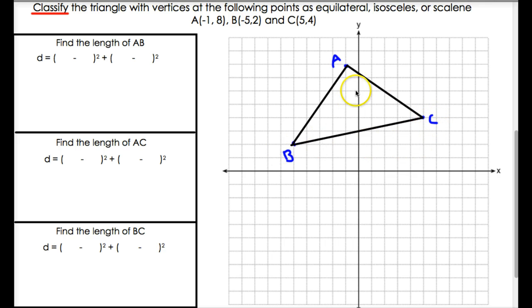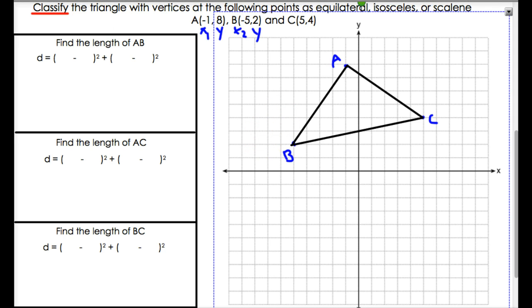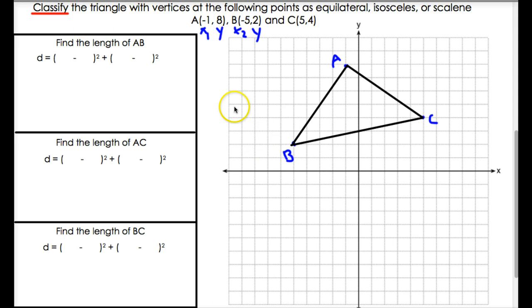Now it's kind of hard to tell from looking what kind of triangle this is, so the best thing we have to do is actually find the side lengths. And we can do that by using the distance formula. We can find the distance from A to B, A to C, and B to C, and find out what these side lengths actually are. So let's go ahead and do that. We'll find the side length AB first.